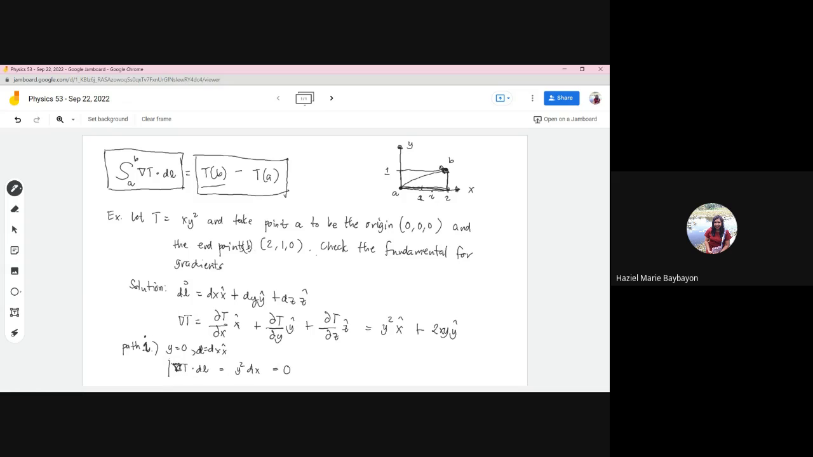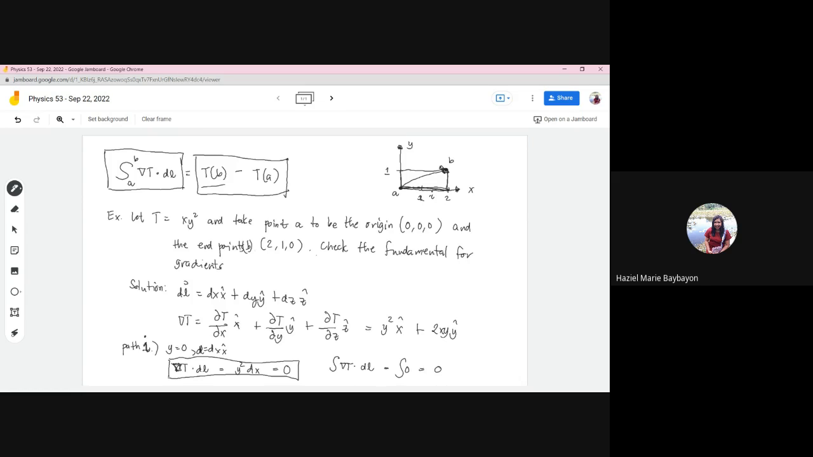So if you take the integral of this, you will get 0 also. The integral of 0 is 0 also, no? Yes, ma'am. The integral of the gradient of t dot dl is equal to the integral of 0, which is equal to 0. All right, so that is for the first path.